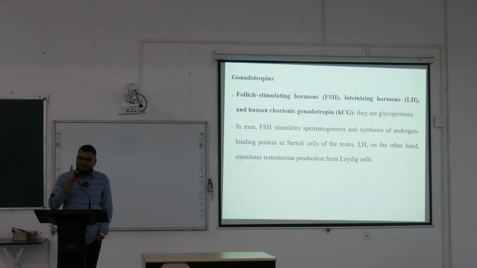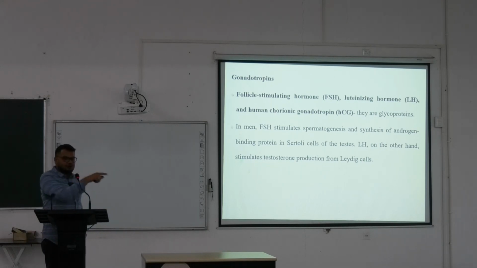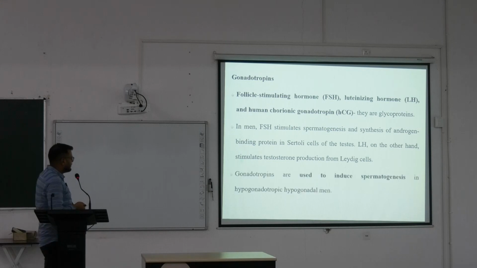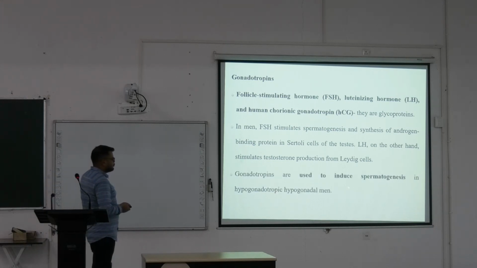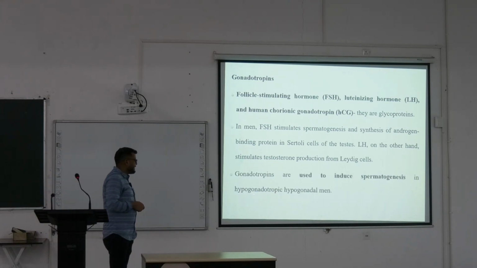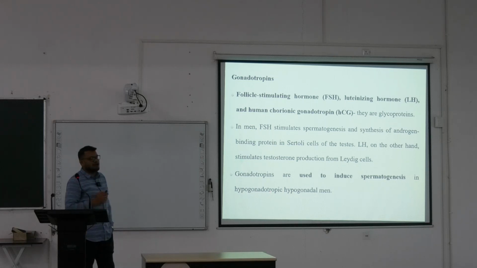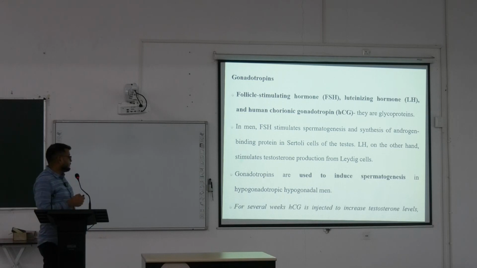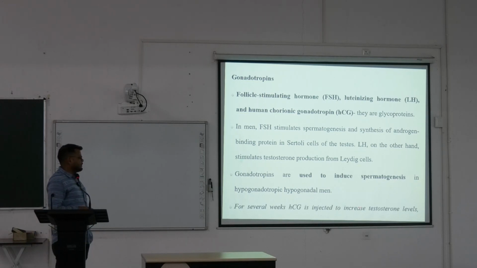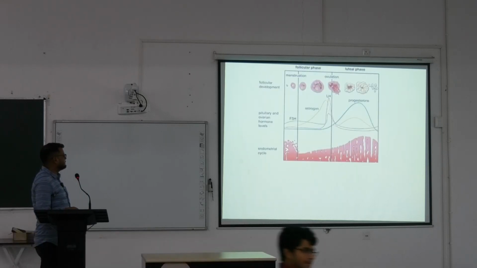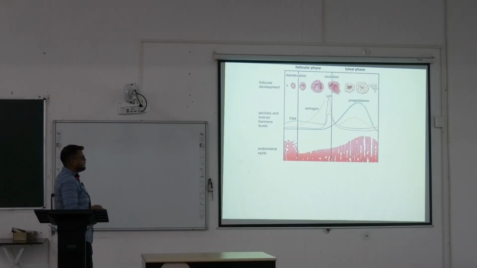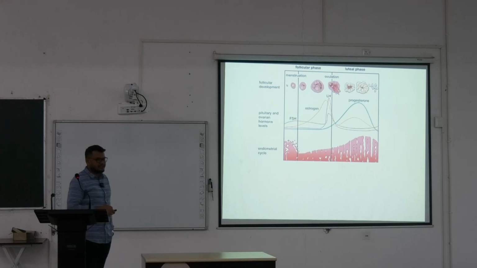So, for male infertility we can give gonadotropin injection. Gonadotropins are used to induce spermatogenesis in hypogonadotropic hypogonadal men. For several weeks, HCG is injected to increase testosterone levels. So, you see this is the hormonal changes during the menstrual cycle.